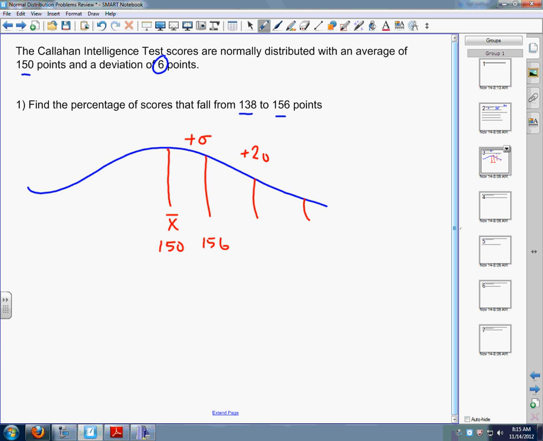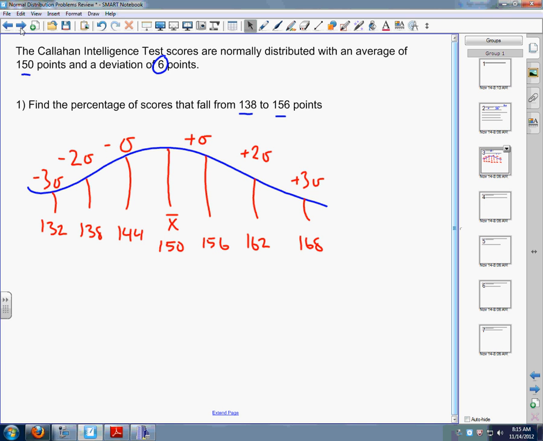This is plus 2 deviations. So we add 6 again to get to 162. And we add 3 deviations to get to 168. Now we come back 3 deviations. So this is minus 1, 144. This is minus 2, gets us to 138, and minus 3 gets us to 132.